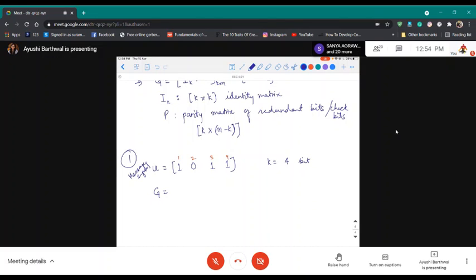Now you have a generator matrix which is given in the question as 1, 1, 1, 0, 1, 0, 1, 1.